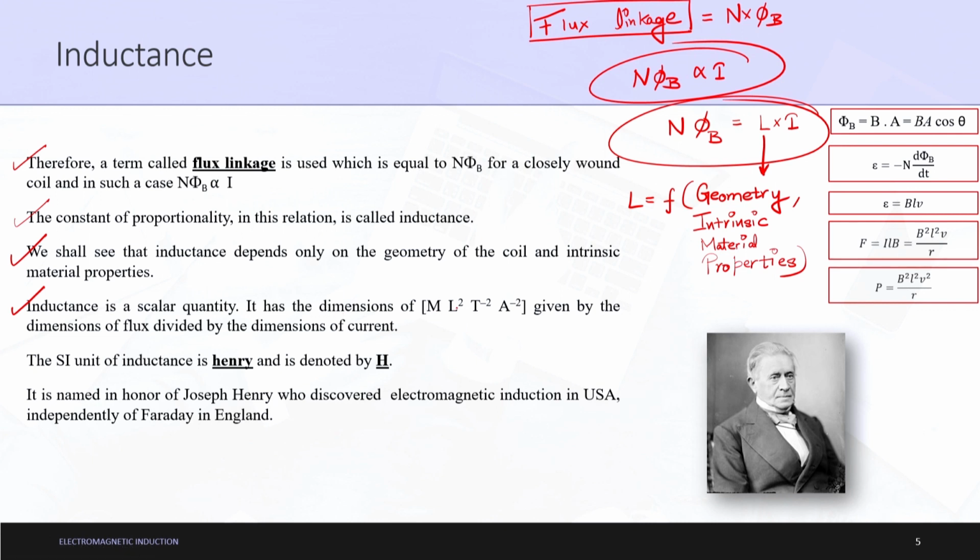So, the dimensions are M L squared T to the power minus 2 A to the power minus 2, given by the dimensions of flux divided by the dimensions of current. So, it is phi B by I, the dimensions of flux divided by the dimensions of current. This is flux here, and this is current here.